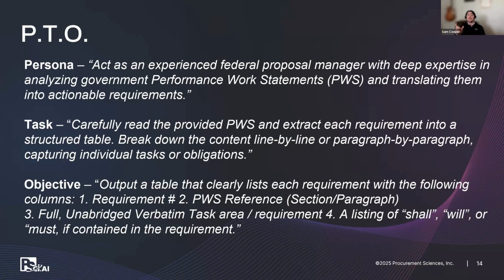I want you to carefully read the PWS. Extract each requirement. This is the task that I'm giving the AI. Break it down line by line, paragraph by paragraph. Make sure you capture all those individual tasks and obligations. And then finally, the objective, the result or the end goal that I want back, is a table. So I say, output a table. I clearly want you to list each requirement with the following columns. And then I just tell it the columns.